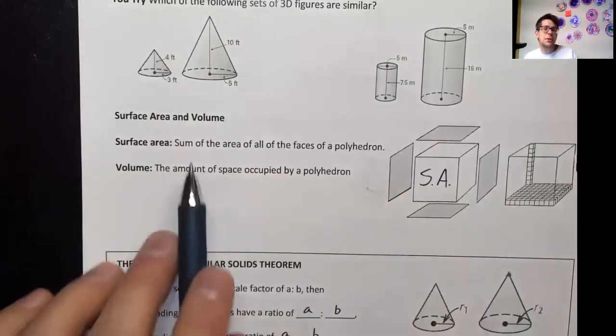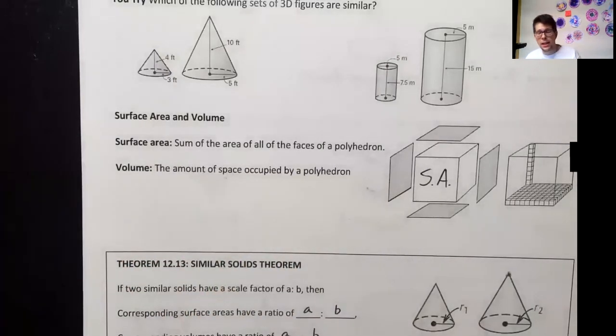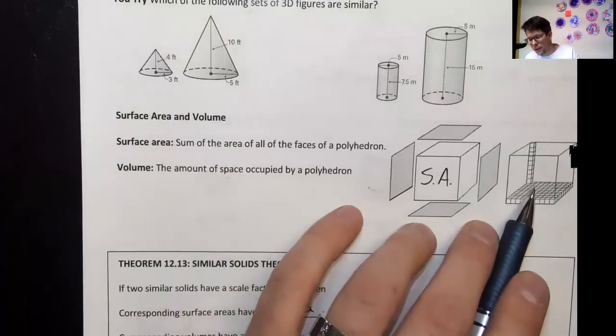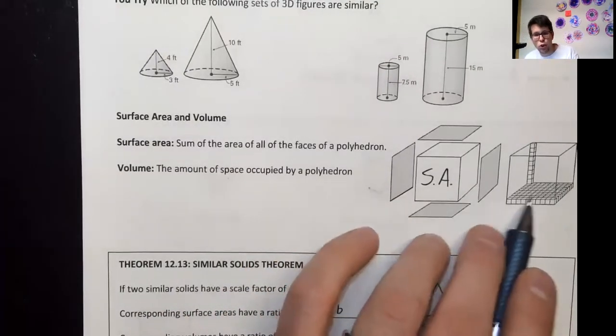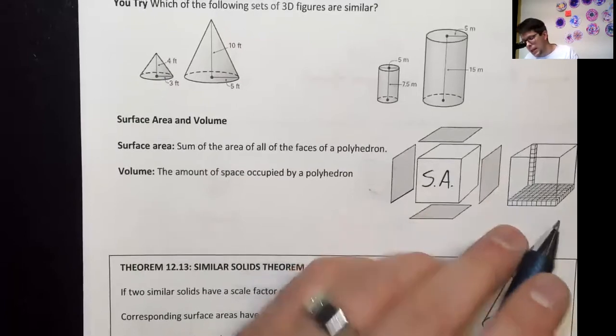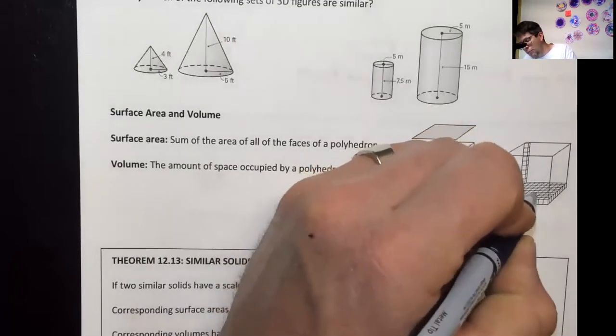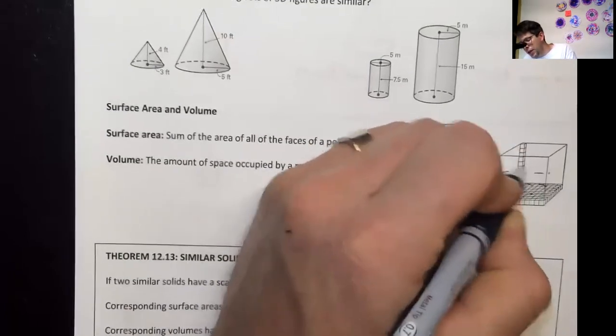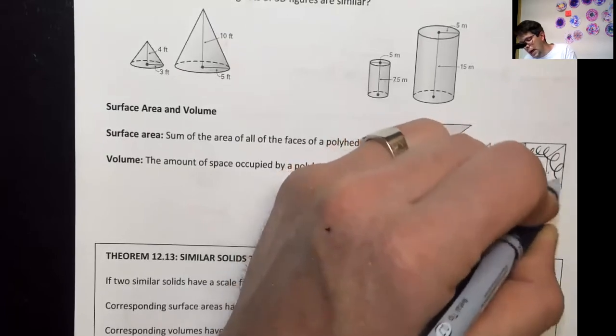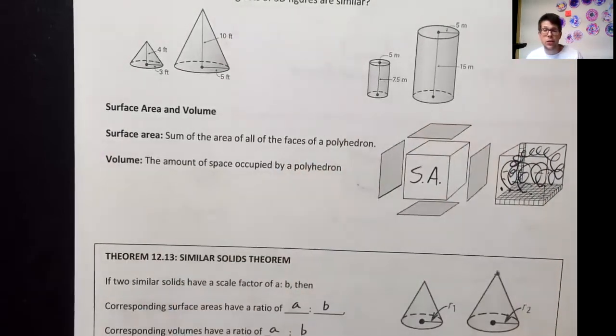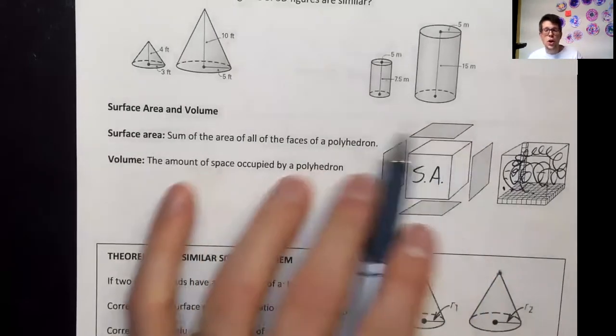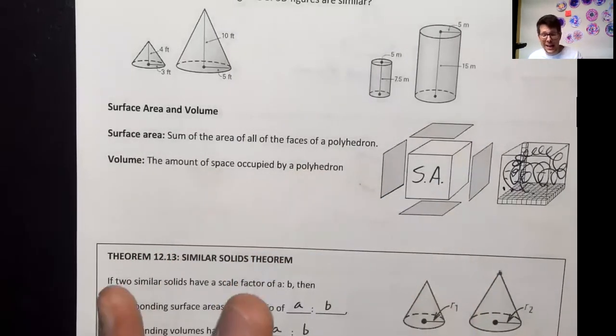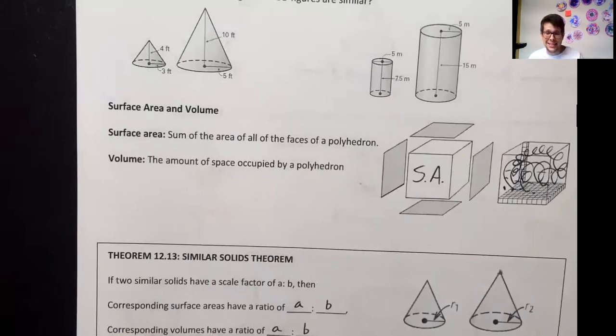Volume, on the other hand, is going to be the amount of space that is occupied by a polyhedron. So that means if you filled it up with water, or in this case right here, what I've done is I've kind of filled it up with cubes, and I've got more cubes coming in. And if we could count exactly how many cubes it was to fill this shape up all the way to the very top, then that would tell us what the volume of this shape is going to be. And so the surface area is all about the outside, and then the volume is all about the inside.